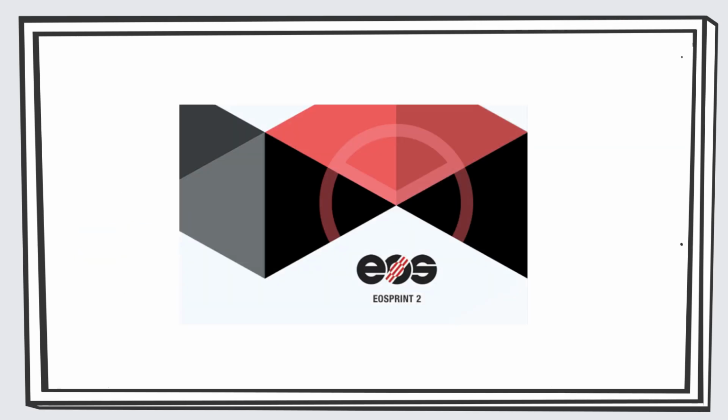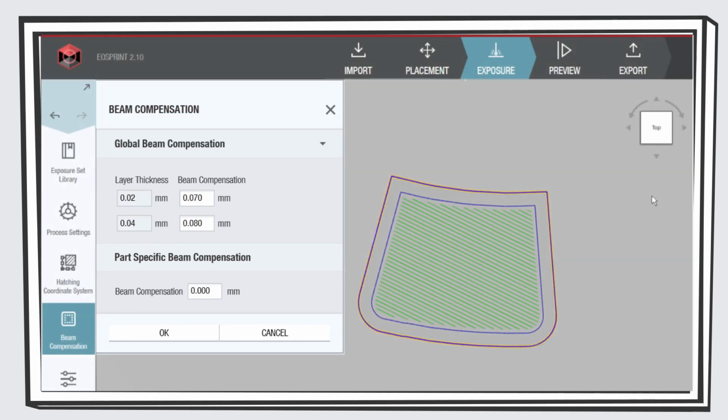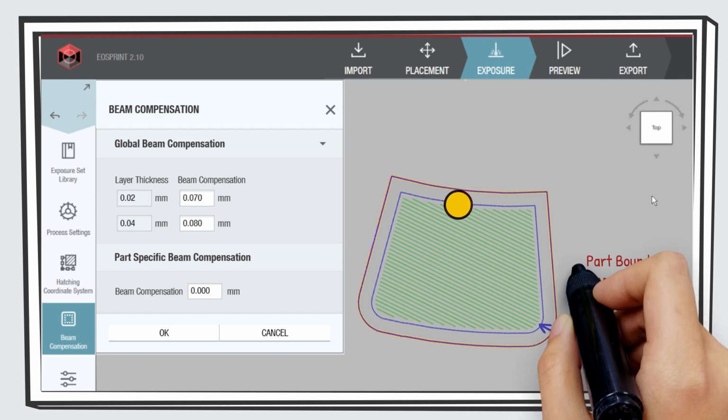In eSprint, the process software of EOS for building laser sinter jobs, this is also very good to see. This is the cross-sectional view of a part in eSprint. The beam offset is the distance between the path of the laser beam and the part boundary.